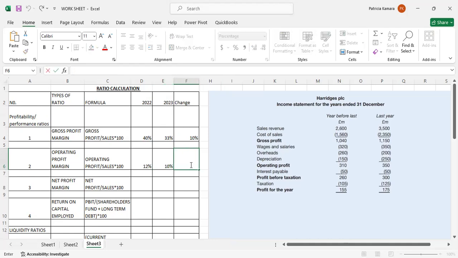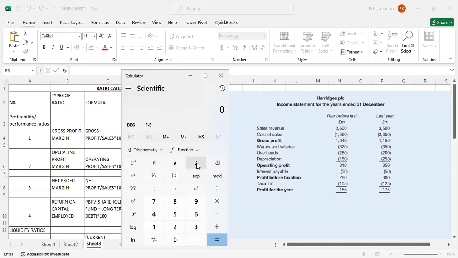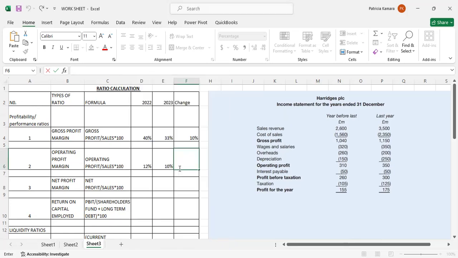Okay, so remember, I'll calculate the change for this since you already know now how to go about the change. The rest you have to do them on your own as practice. Okay, so now the change. So I'll look at the operating profit just as we did for the gross profit. Okay, so the current year operating profit is 350 minus 310 divided by 350 times 100. So there has been a change of 11% in terms of operating profit from the current year and that of the previous year.